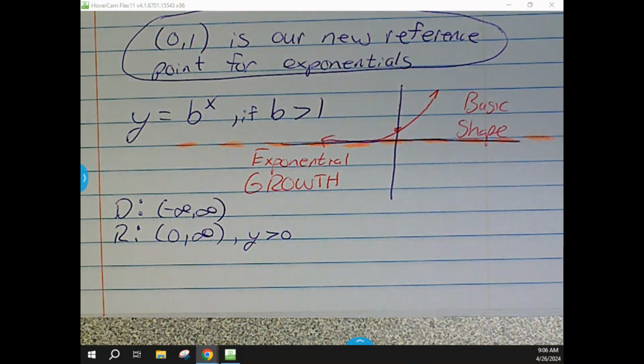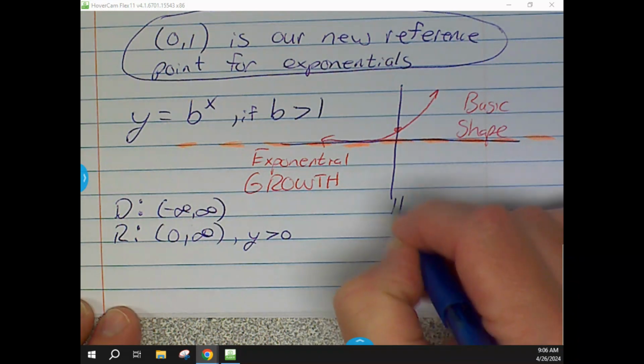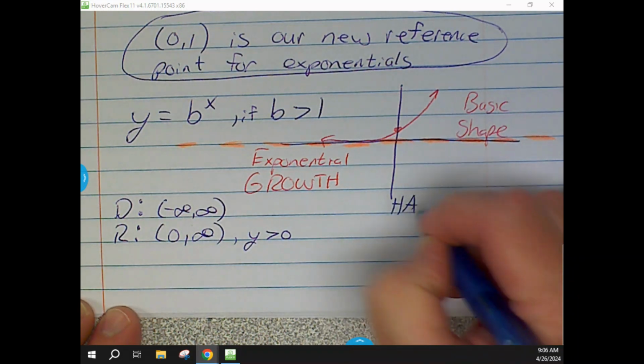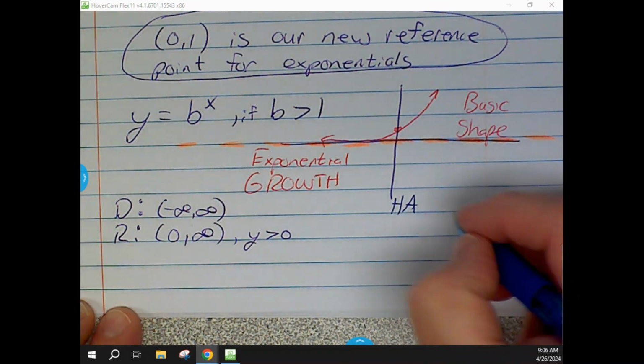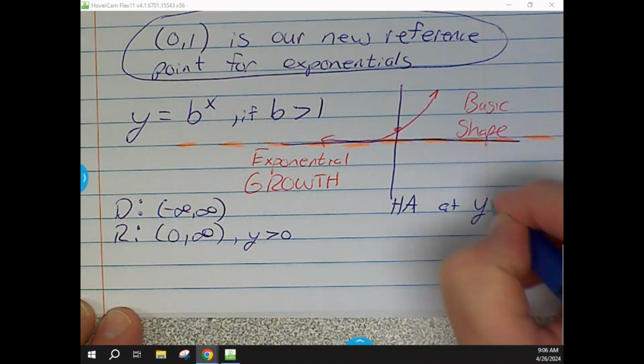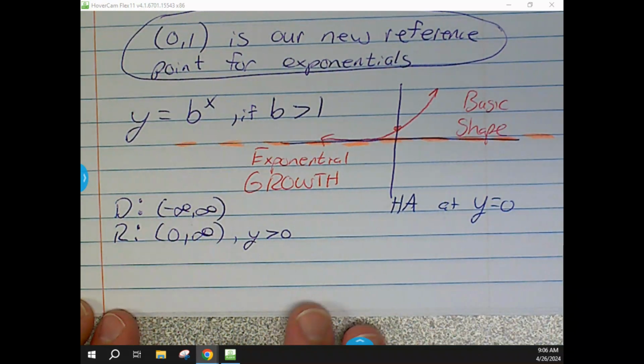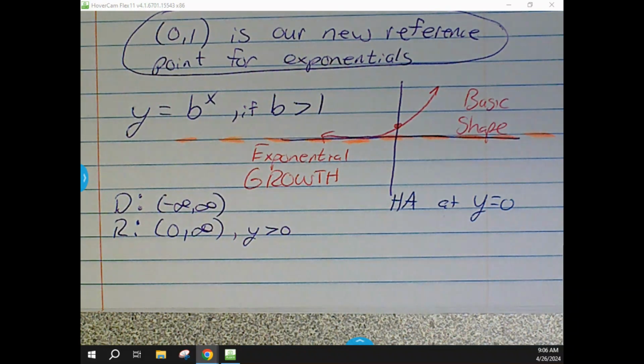Okay, so you are going to have an asymptote right on top of the x-axis. So you've got a horizontal asymptote at y equals 0. So that's why we did a little bit with the asymptotes last time, because again, we need to talk about that before we talked about exponential graphs, because we're bringing back in the asymptotes.